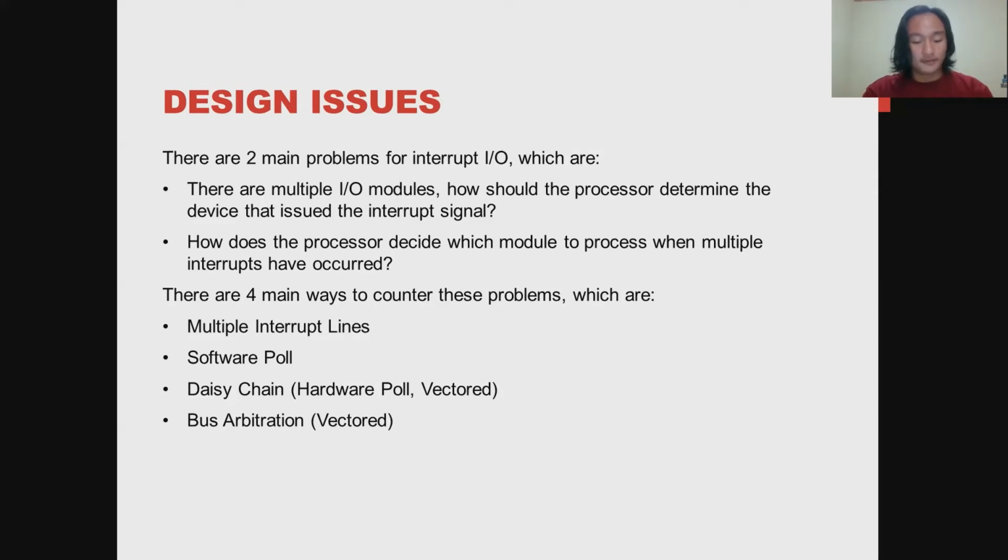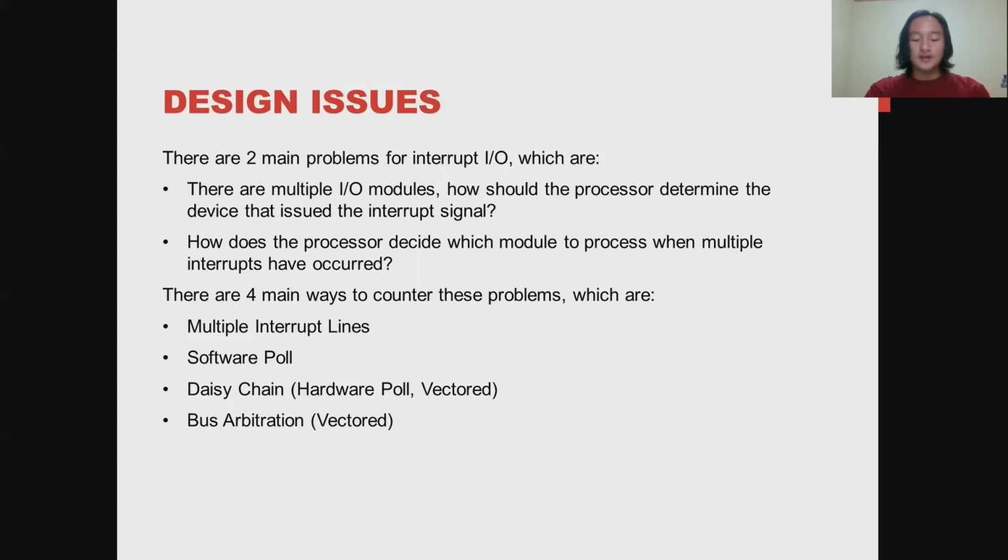The daisy chain. This is actually a hardware poll. The interrupt acknowledge line is daisy-chained to all the modules. Whenever there is an interrupt, the processor sends out an interrupt acknowledgement which will propagate throughout the series of input-output modules. This process will continue until it reaches a requesting module. On the data lines, the word is known as a vector.